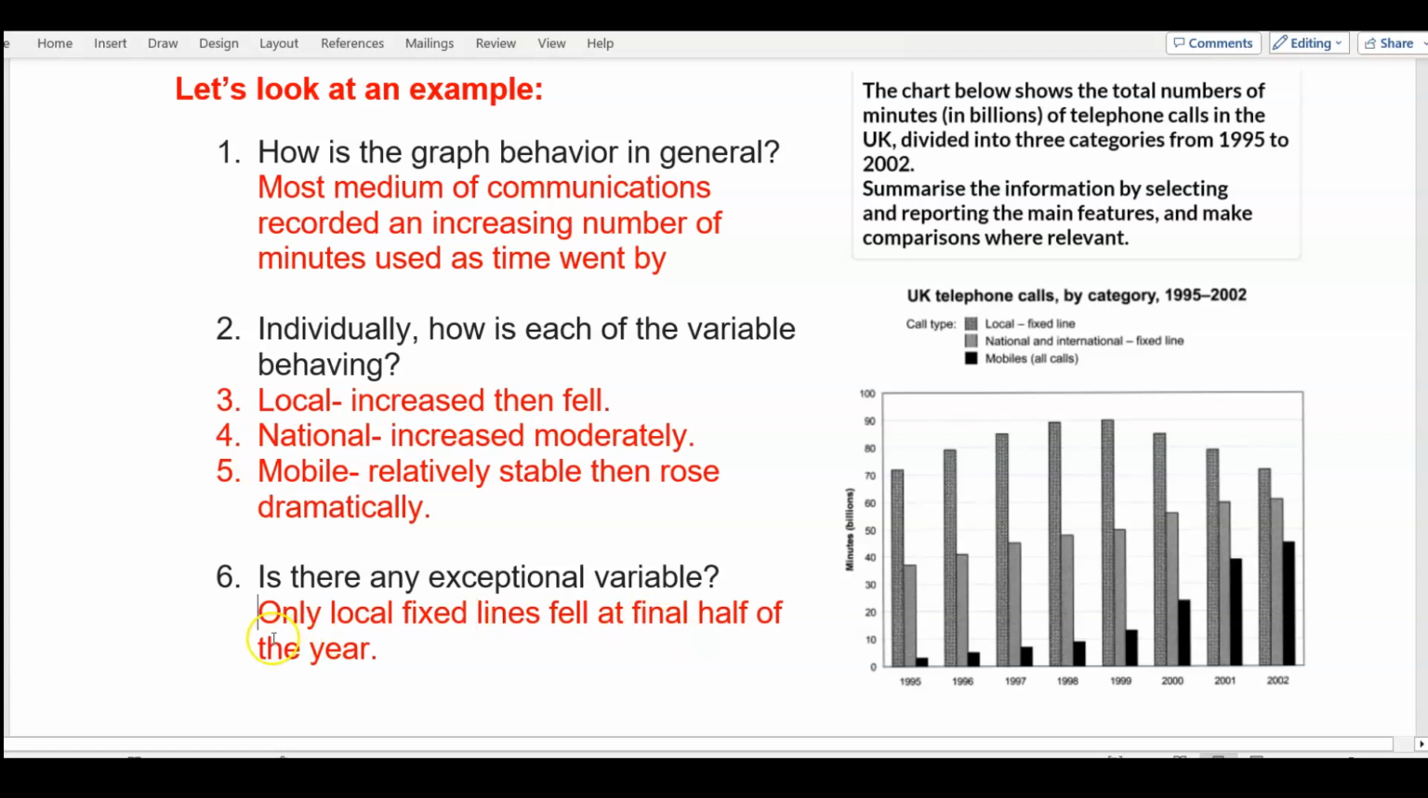Only local fish line fell at the final half of the year, because if you check its 8-year period, 1 2 3 4 5 6 7 8, it only fell when it got here, 1999 to 2002. That's when it started falling. So we can just say that it was the only variable that fell later as the time went by. Apart from that, all of them increased. So now we have that to be one major feature that we cannot look away from. Now let's go on to the next question.